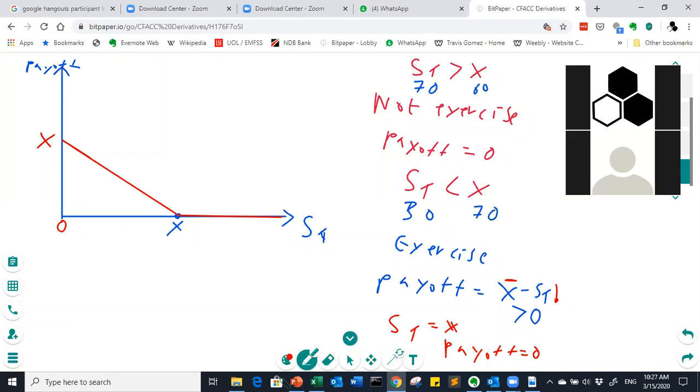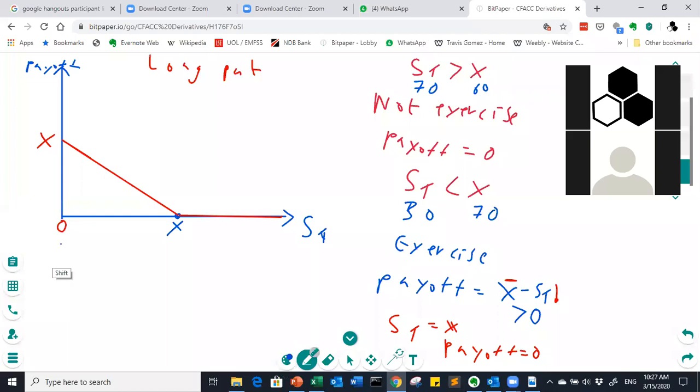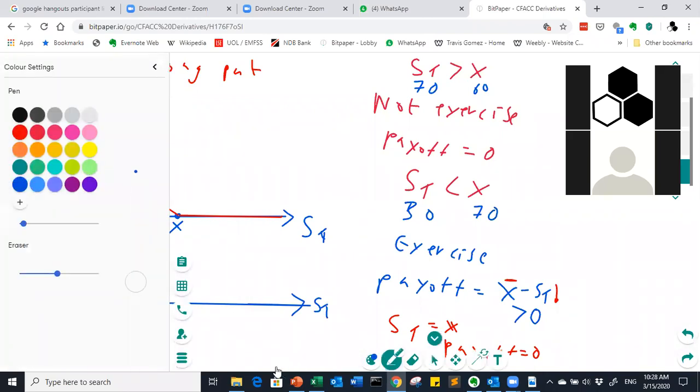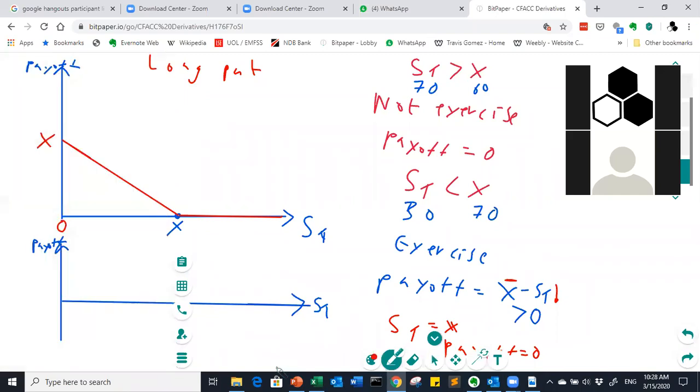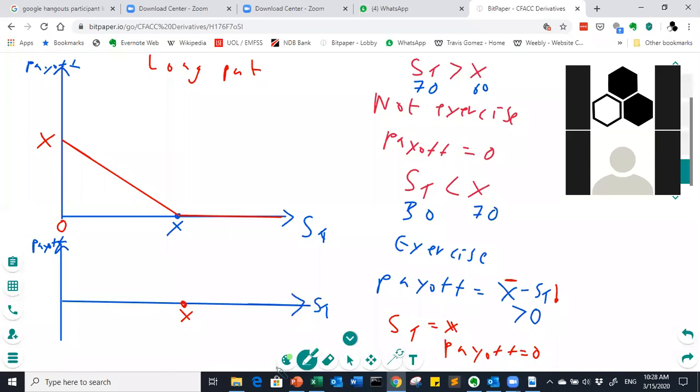Okay, is that clear? So that is the payoff diagram for the long put option. If instead we now look at the corresponding one for the short, so let's say this is our payoff. If you're short on the put option, again, let's say this is the point X.